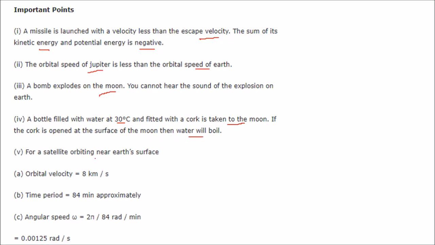For a satellite orbiting near the surface of the Earth, we have orbital velocity as 8 km per second and time period approximately 84 minutes. This is approximate. The angular speed is this much, 0.00125 radian per second.